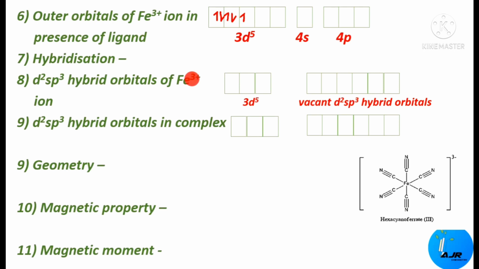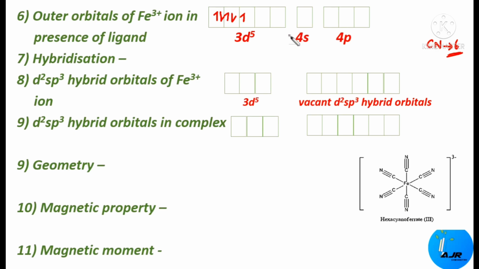be ready with 6 vacant orbitals, since in this complex we have 6 CN ligands. How many ligands are there? 6 ligands. All these ligands will contribute one lone pair of electrons, so it will be giving a pair of electrons. Since we have 6 CN ligands, these 6 ligands will provide 2 electrons each.